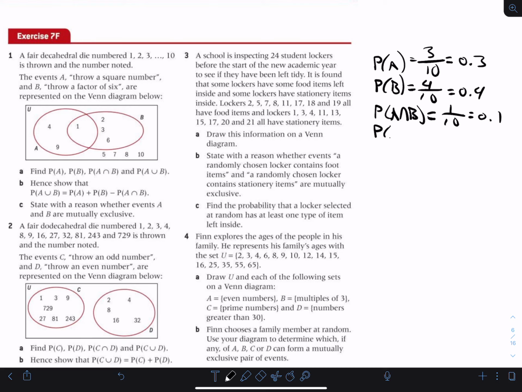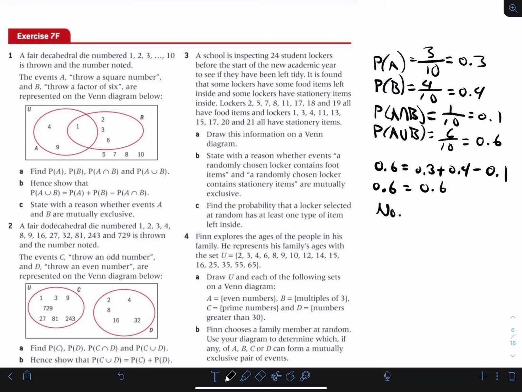A union B. So it can be in A or in B or in both. So there's 1, 2, 3, 4, 5, 6. 6 things in both those circles. Or in other words, there's 4 things that are not in those. Easy, easy, easy. Hence show that this little formula works. Now let's see here. A union B is 0.6. A is 0.3. B is 0.4. And A intersect B is 0.1. So, easy. Woo!